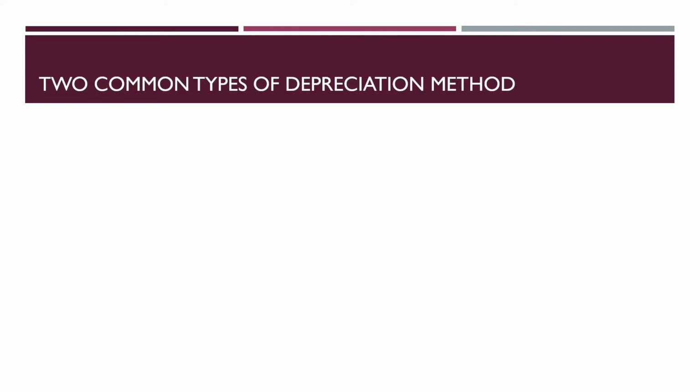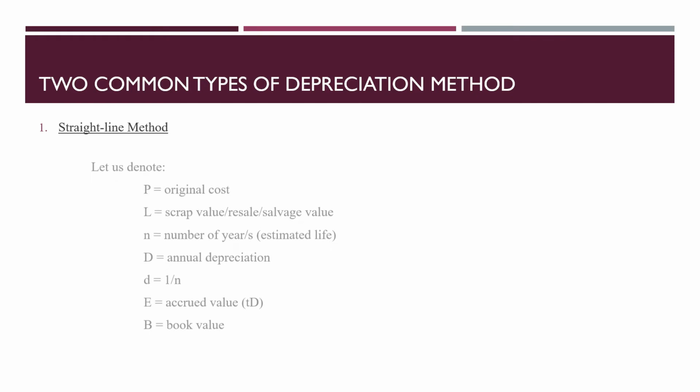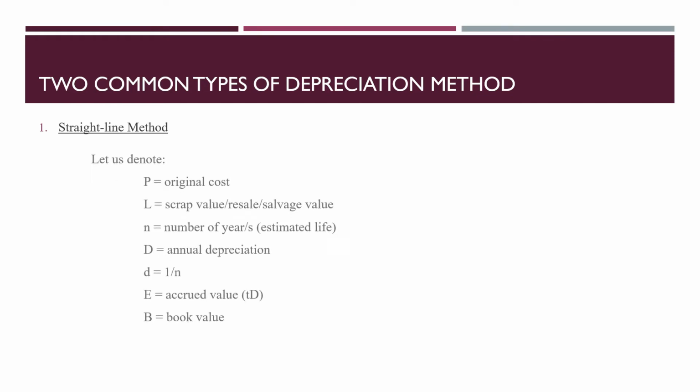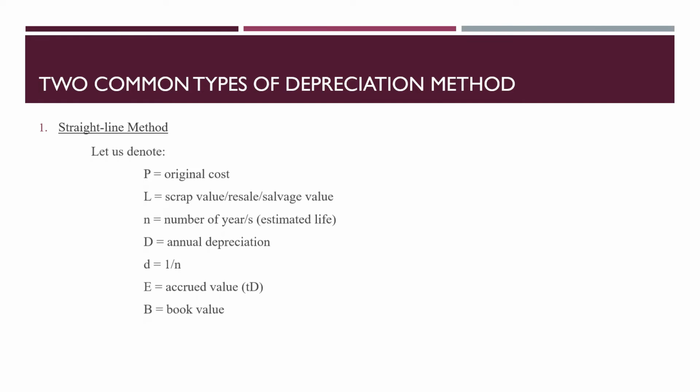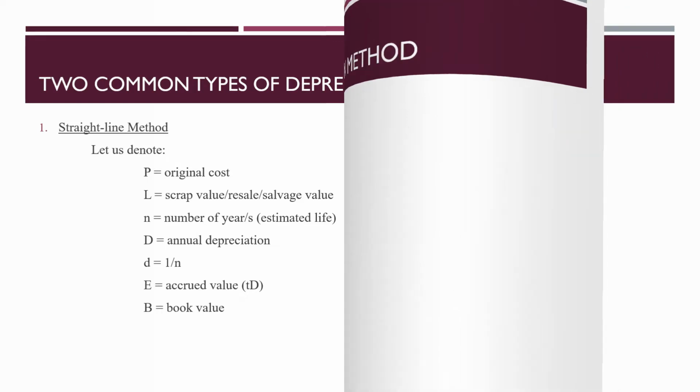First is the straight line method. Let us denote: capital P, the original cost; capital L, the scrap value, resale, or salvage value; small n, the number of years, which is just the estimated life; capital D, the annual depreciation; small d is equal to 1 over the number of years, or 1 over n; capital E is equal to the accrued value, or t times D; and capital B means book value.